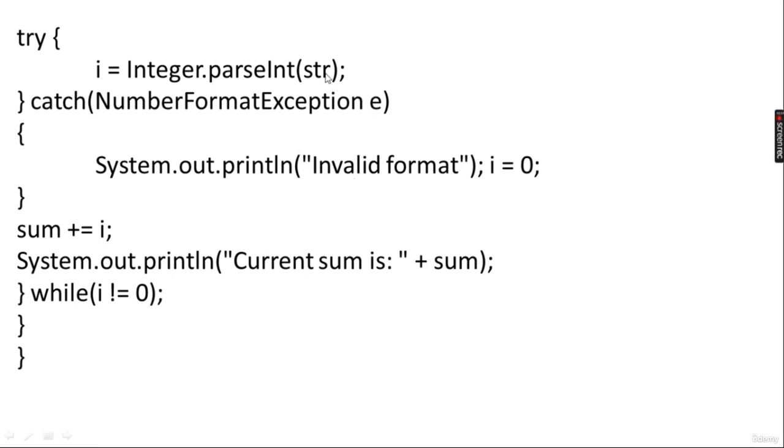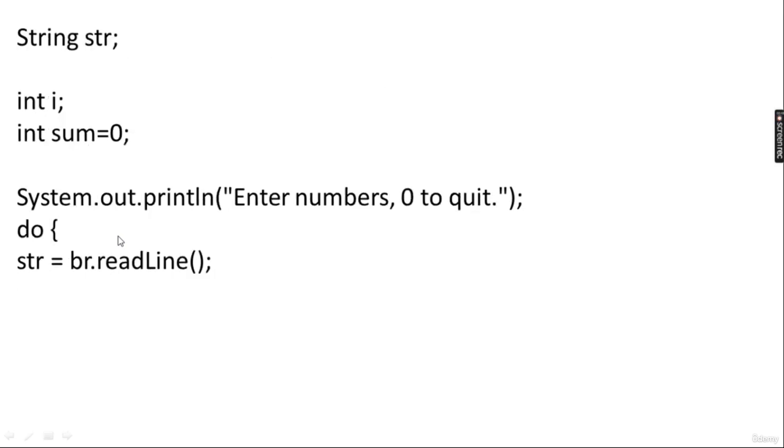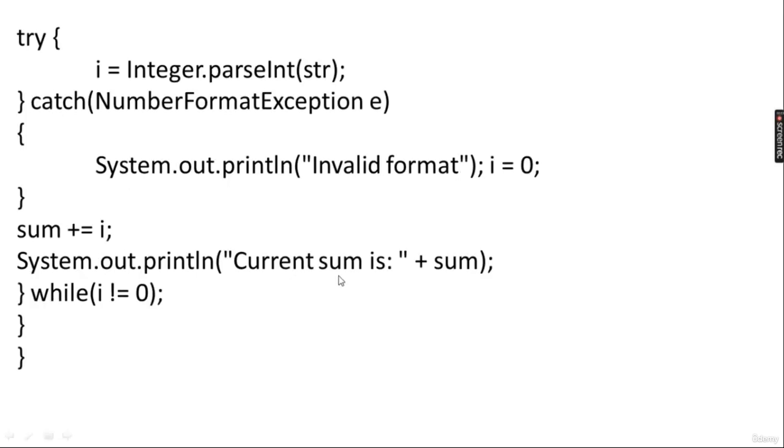And if this string cannot be converted to an integer, if it contains any alphabetical character, it will give you a NumberFormatException. Then i is initialized with 0 again. sum is equal to sum plus i. So every number that the user enters will be added up and the output is printed. Current sum is sum. Okay.